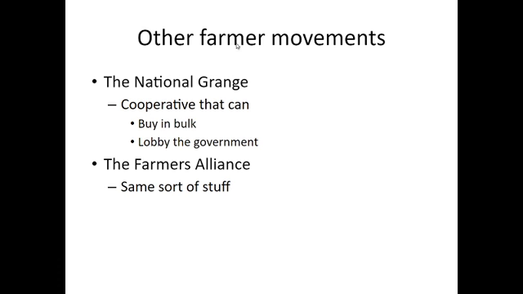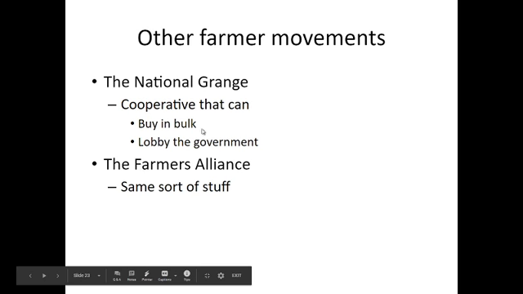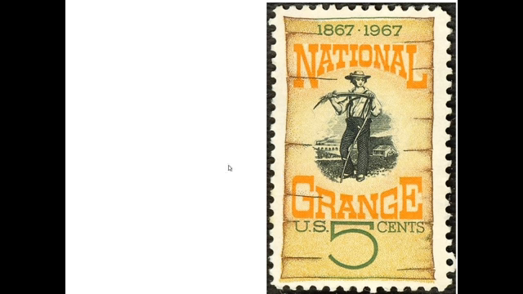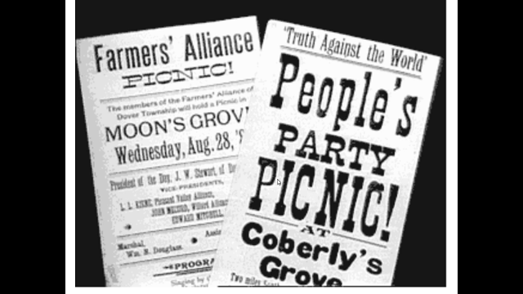Okay. It wasn't all political parties. There were also two groups, and more, but the National Grange and the Farmers Alliance were groups that tried to operate collectively and cooperatively to help farmers out by doing things like lobbying the government, like everyone else, to make changes that help them, buying in bulk to get better prices, etc. Okay, here's an image of the National Grange. Here's an image of a Farmers Alliance picnic.